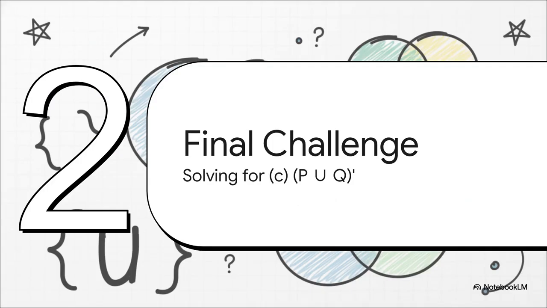All right, here we go, the final challenge. This one has parentheses, which in math is always a giant clue. It means do the stuff inside the parentheses first. So our job is to first find the union of P and Q. Then, and only then, we find the complement of that entire result.